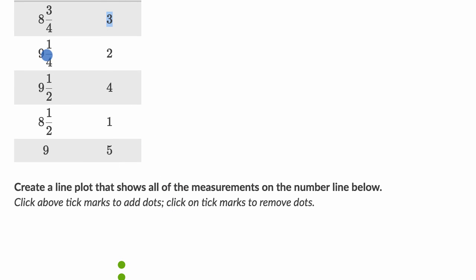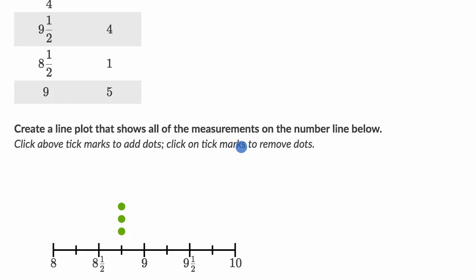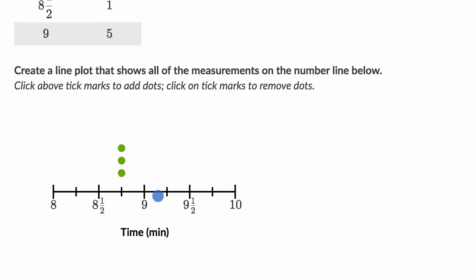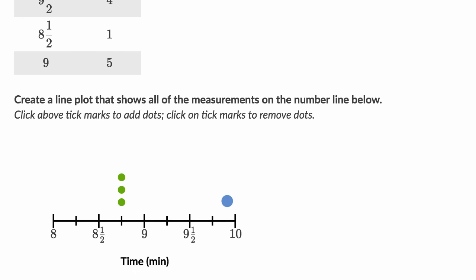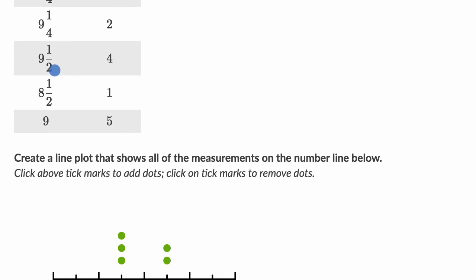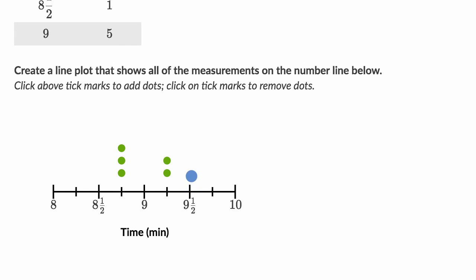She ran a mile in 9 1/4 minutes 2 times. So 9 1/4. That is 1/4 of the way to 10. We can see 1/4, 2/4, 3/4, 4/4. So 9 1/4 she did 2 times. So that's going to be 1, 2. And then, let's see, 9 1/2 she did 4 times. 9 1/2 is here, so 1, 2, 3, 4.